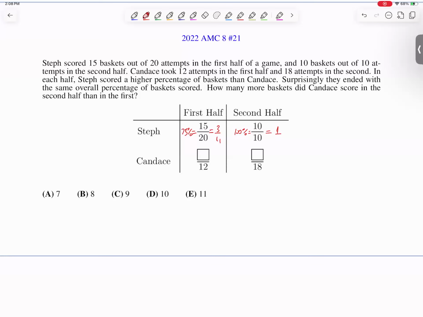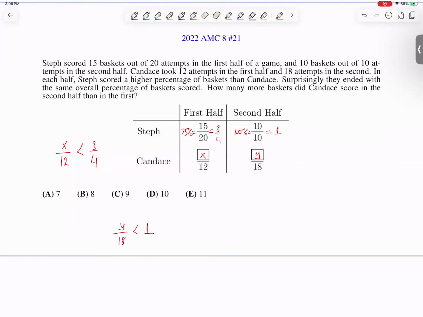Let's say she scored X baskets here. And we know that X over 12 has to be less than 75%, which is less than 3/4. Let's say Candace scored Y baskets here. And we know that Y over 18 has to be less than 1, less than 100%.